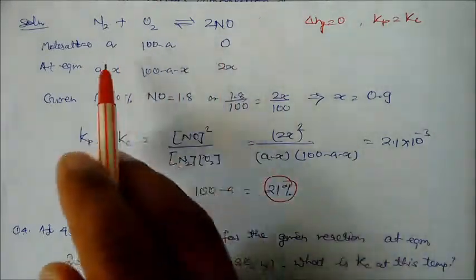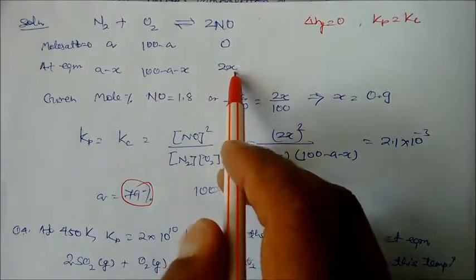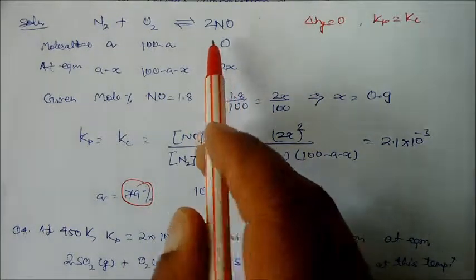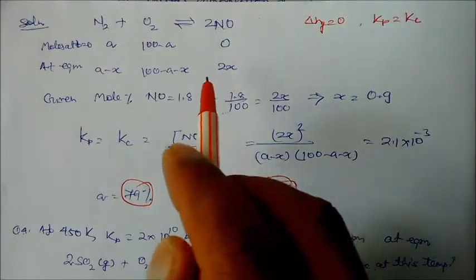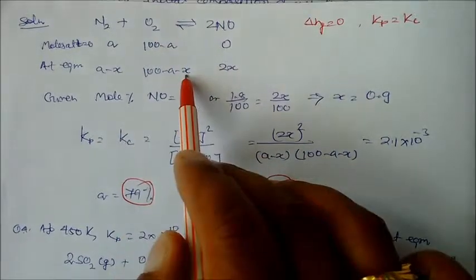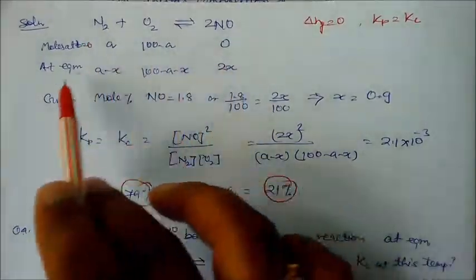After the dissociation, this is the association equilibrium. After the association you will get 2 into X. This X is the moles dissociated, so 2 into X will be dissociated. This is the 1 molecule, so here we write total moles minus X. This is again 1 mole, so A minus X. So at equilibrium we are getting this equation.